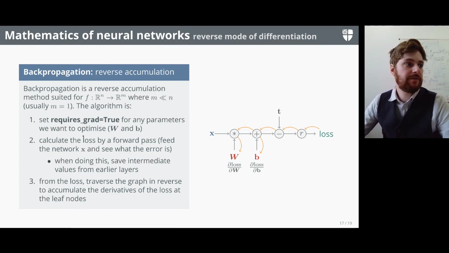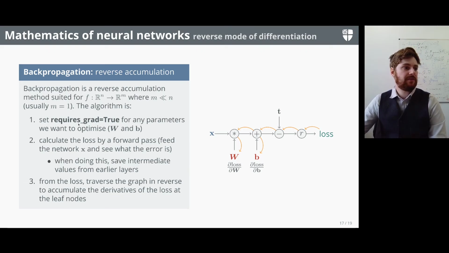So just reading through what you would do, you would set requires grad to true for any parameters we wish to optimize, in this case W and B. And then you would calculate the loss by a forward pass. So you would first just feed your inputs through the neural network. And when you're doing that, you're going to be saving some intermediate values, which you're going to use later.